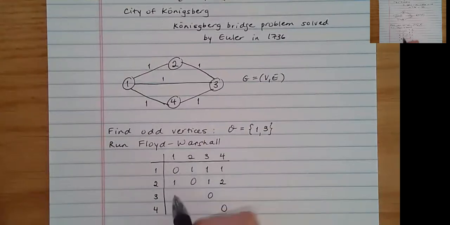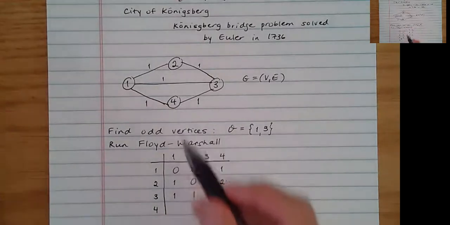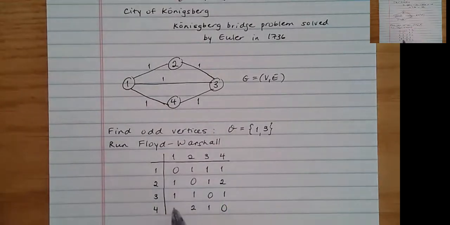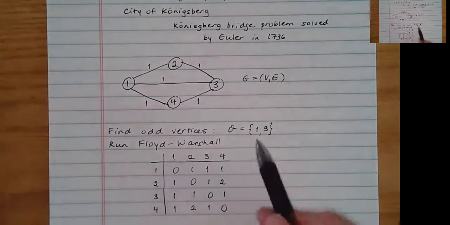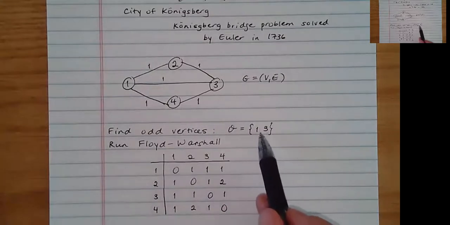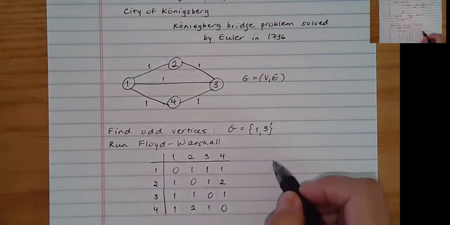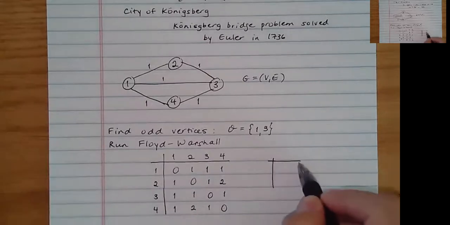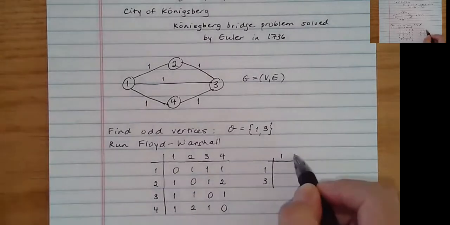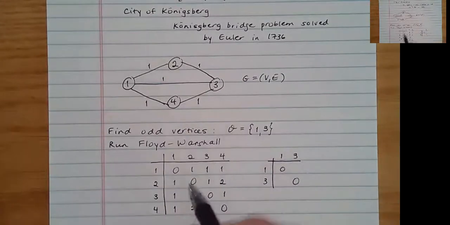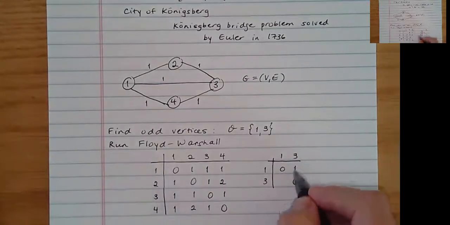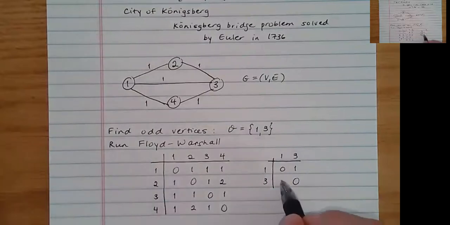And from 3, I can get to every other vertex at a cost of 1. And from 4, it's only to 2 that it costs me 2 units. Now, I'm really only interested in the vertices 1 and 3. And so I'm just going to look at vertices 1 and 3. So from 1 to 3, it costs 1. And from 3 to 1, it costs 1.